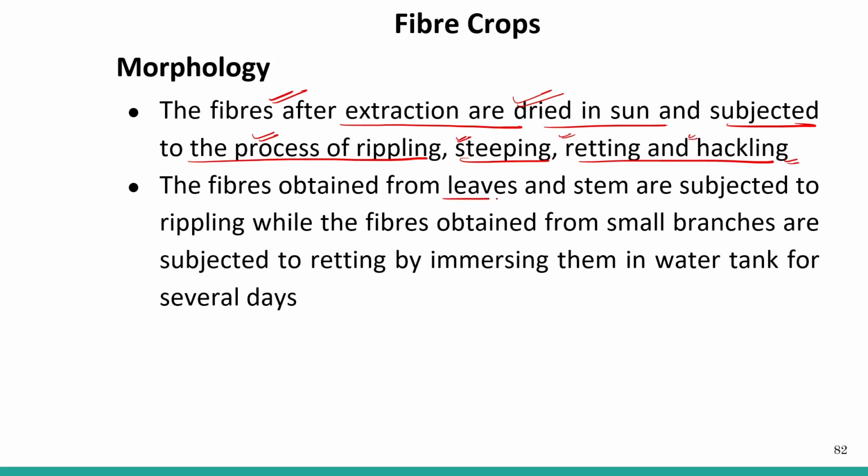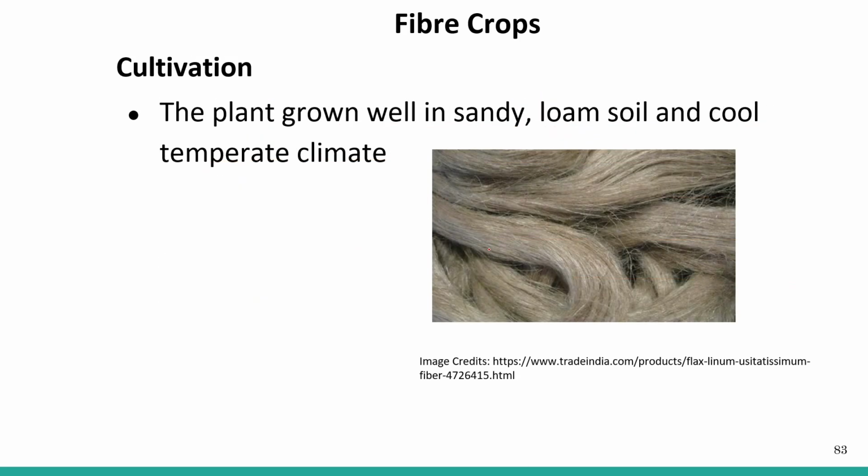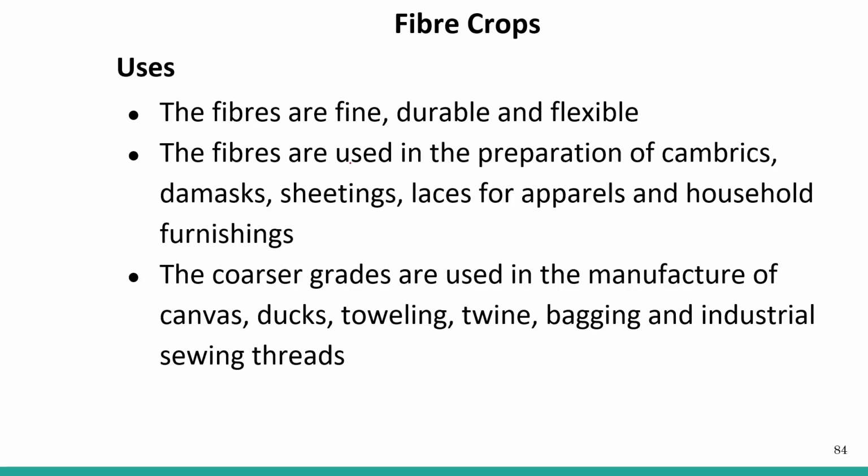The fibers obtained from the leaves and stem are subjected to rippling, while the fibers obtained from the small branches are subjected to retting by immersing them in a water tank for several days, so that the outer bark can be degraded by microorganisms. So this retting process removes the outer bark region and gives you the fibers present in bundles. Here you can see this very fine fiber, that is flax. The plant grows well in sandy loam soil and cool temperate climate.